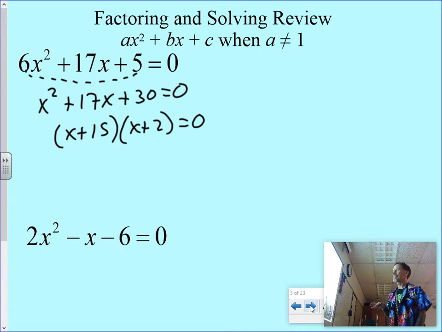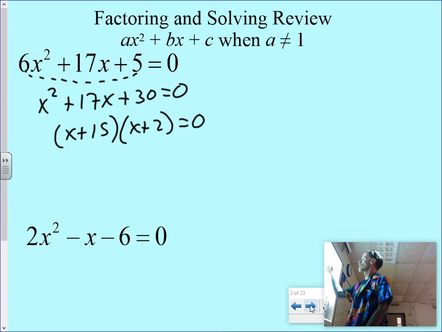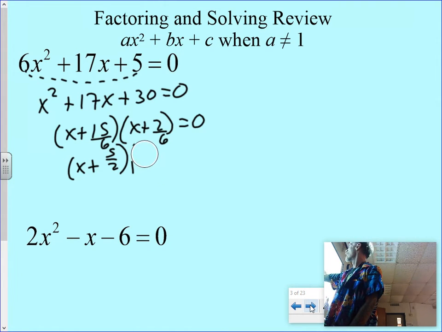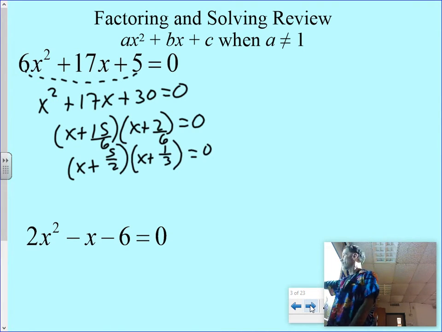So once we're at this step, we need to undo, we need to pay back our cheating, basically. So I'm going to go in here and divide both of these things by 6. And then what we want to do is simplify the fraction as much as we can. So 15 over 6, you can divide both those by 3. So you got x plus 5 over 2. And then same thing, 2 over 6. You can divide both those by 2. So you get 1/3. Now that's all we can do.